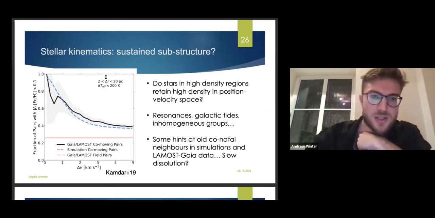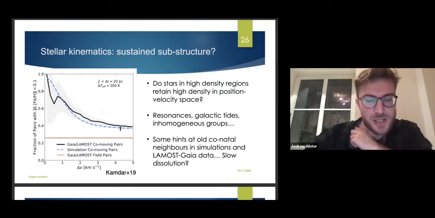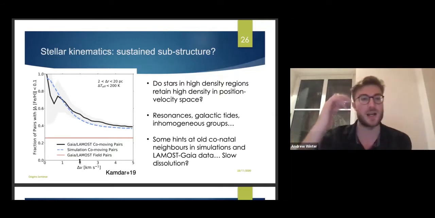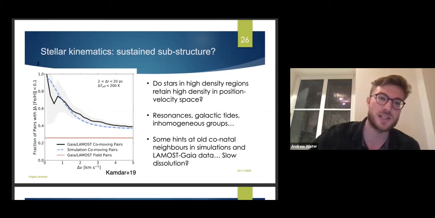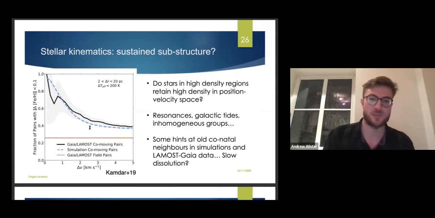In this case, they've chosen stars that are between 2 and 20 parsecs of each other and have similar effective temperatures, and looked at the fraction of pairs which have similar metallicities within a given velocity sphere, if you like, a volume in velocity space. As you reduce this velocity space, you can see a clear excess at very close velocities in the number of pairs that have very similar metallicities. So this is suggesting that there is a sustained substructure.